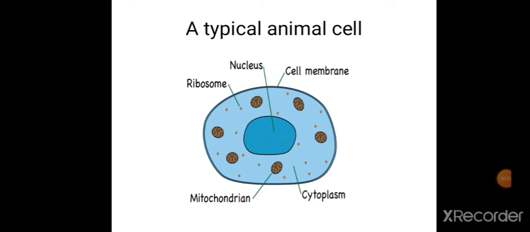So first we're going to look at a typical animal cell. Now, firstly, you need to know the structure of this typical animal cell. As you can see, a membrane surrounds the cell. This membrane is called as the cell membrane. Then the cell is going to contain nucleus, cytoplasm, mitochondria, and the ribosome.